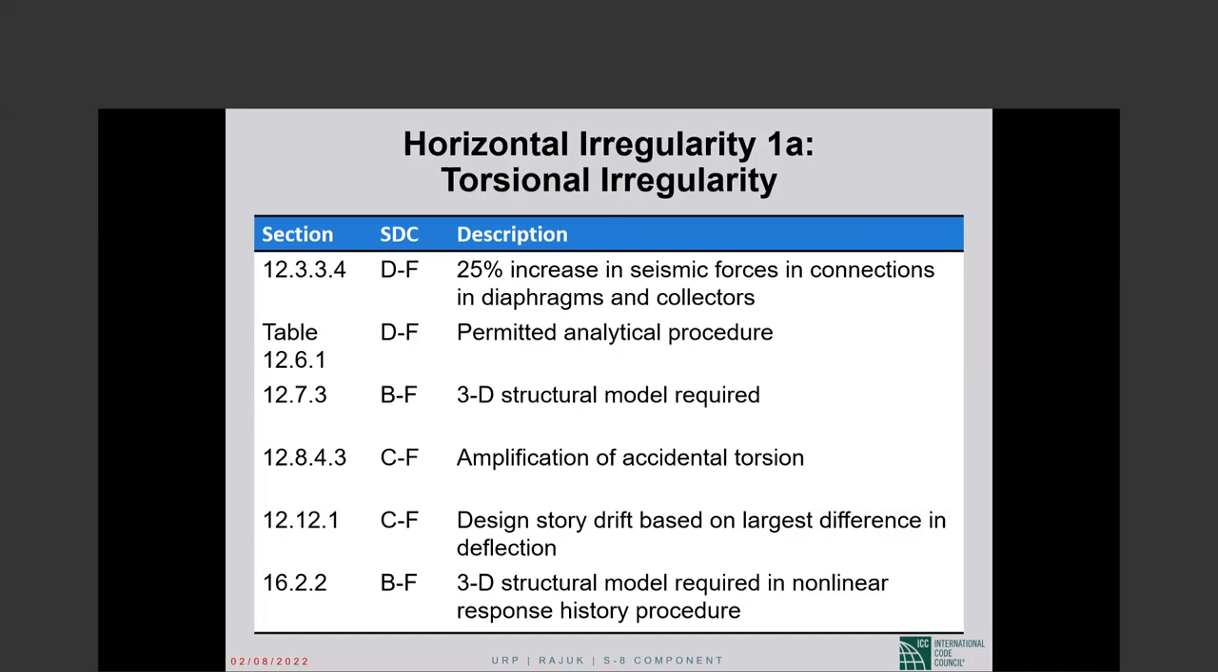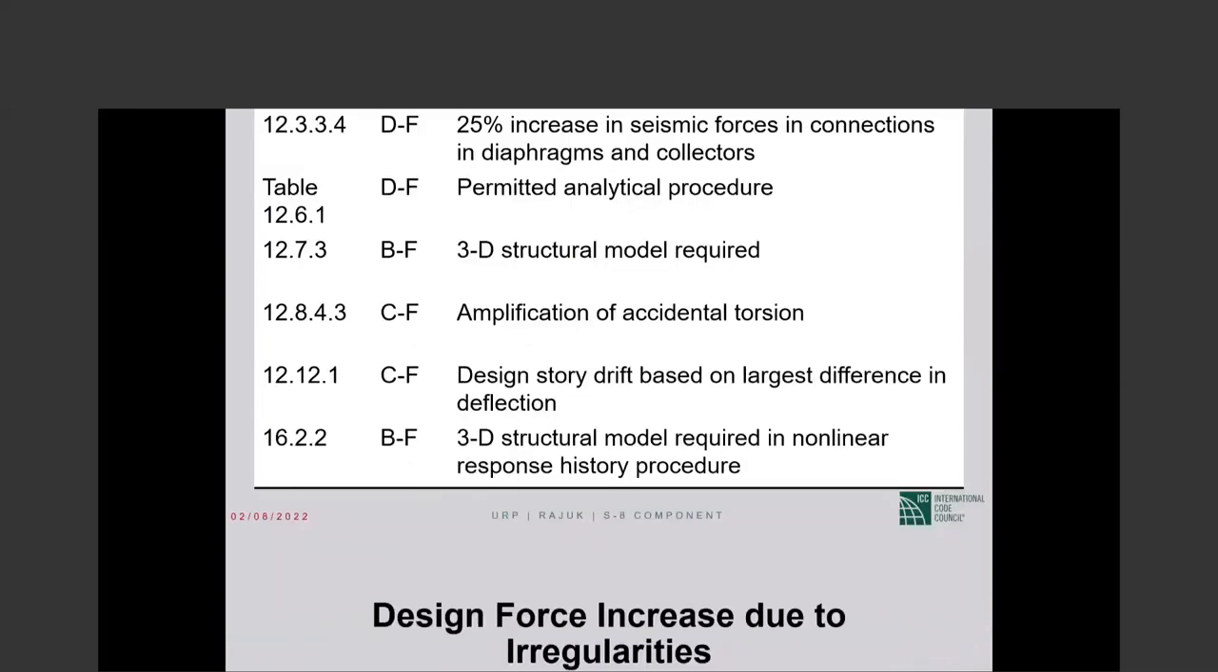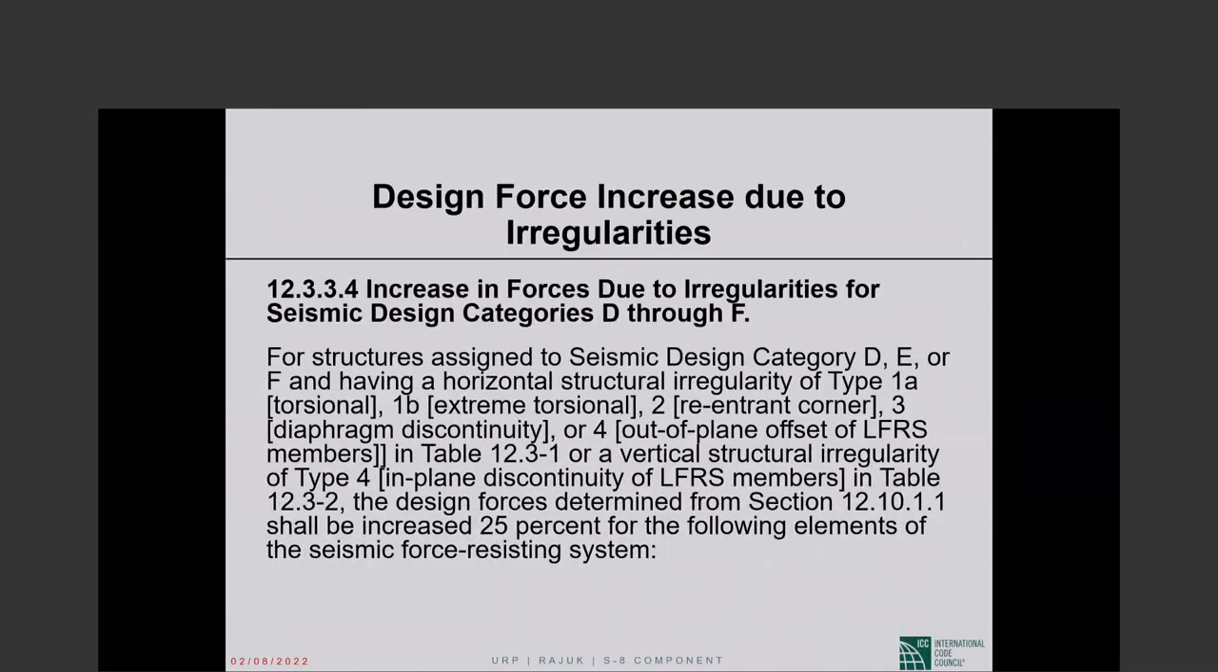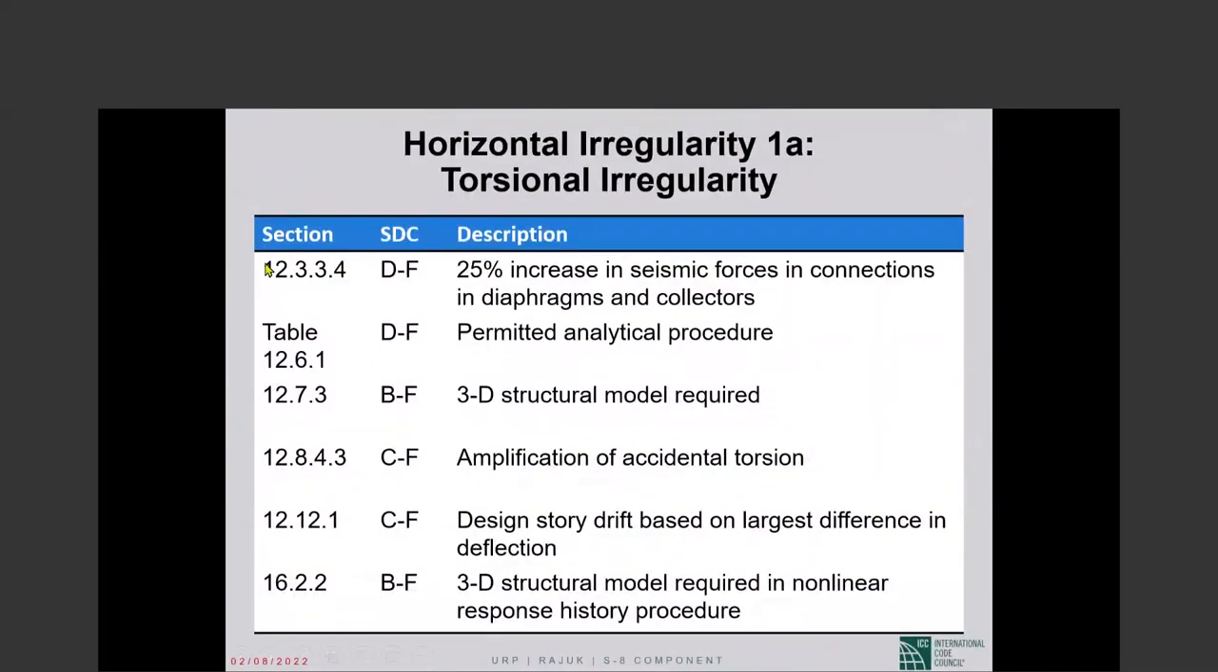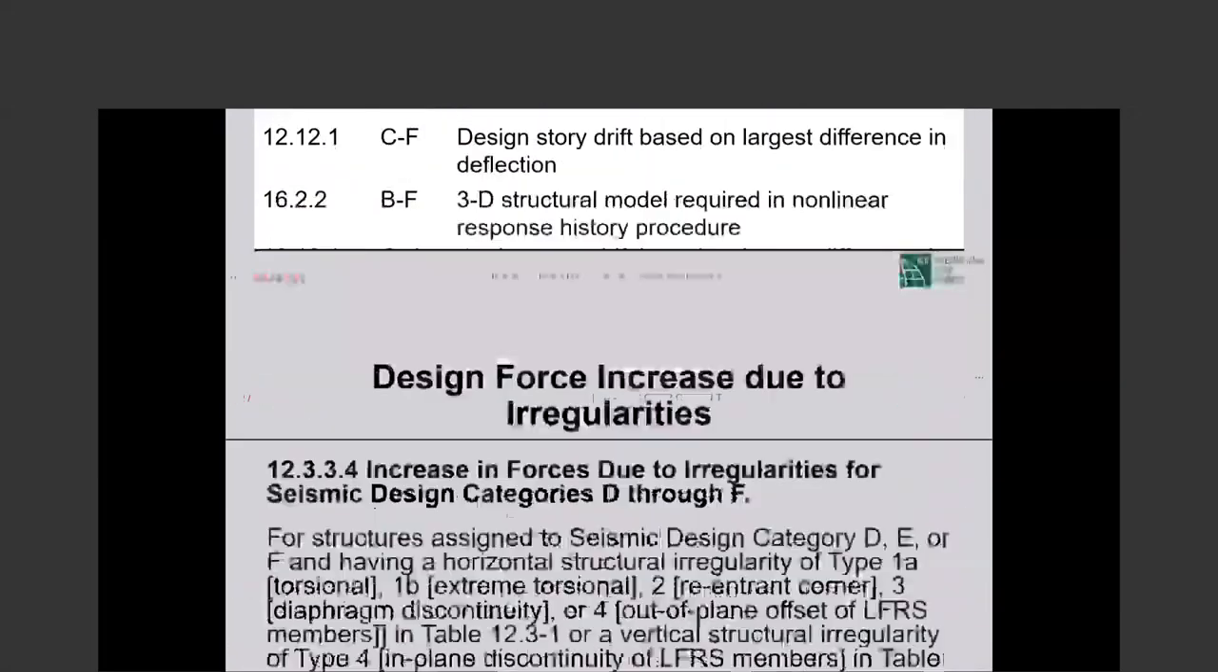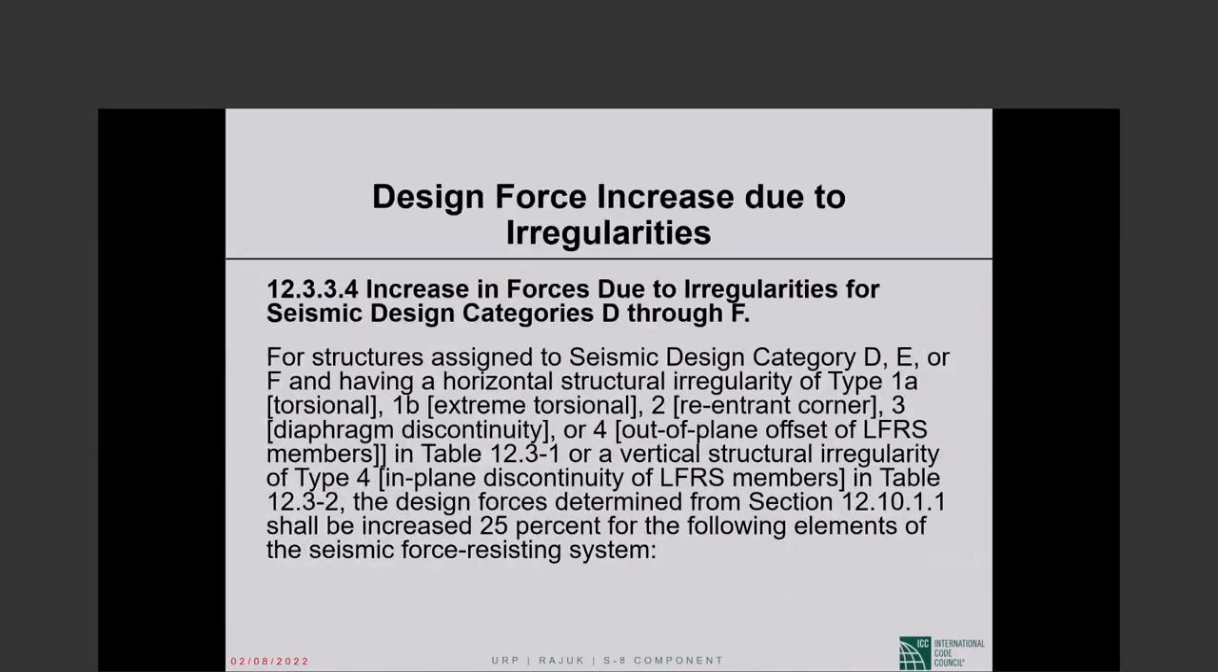The permitted analytical procedure. Let us go one by one. I think I have elaboration on everything. So the first one, let us look at the details. I think it is right here. Okay, D through F. So this is the section. 12.3.3.4 is the section that we are being asked to go to if we have torsional irregularity type 1A. So this is in detail.